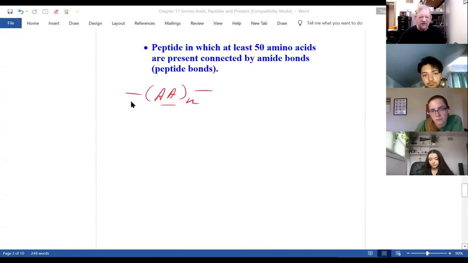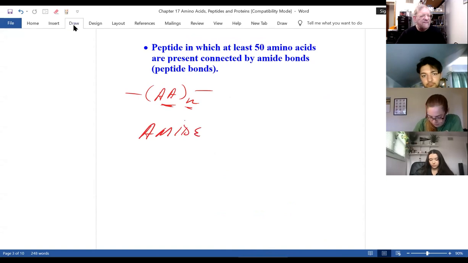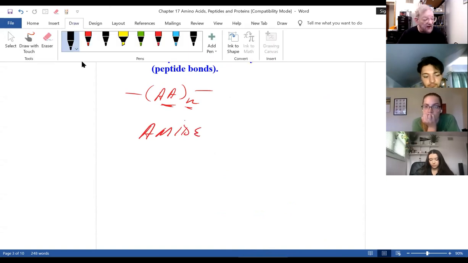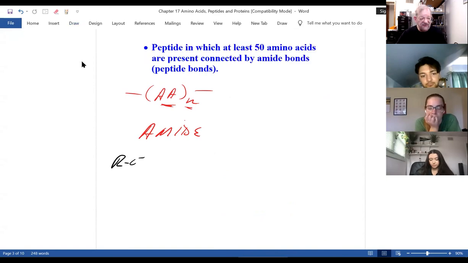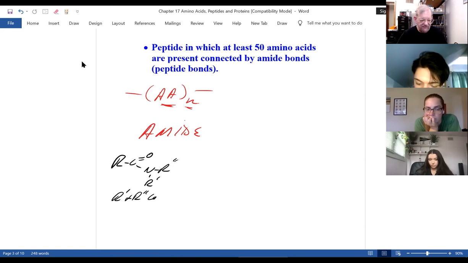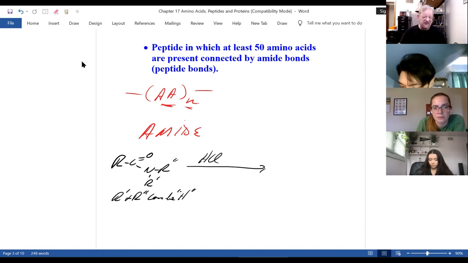Now, what's the functional group that holds the amino acids together in a polymer? And that is an amide. And what did you learn for test number 3? If I take an amide, by the way, it switches on now, and react it with acid. And now I'm going to use the acid that's actually in your stomach, HCl, and water. And you learned this for test number 3.